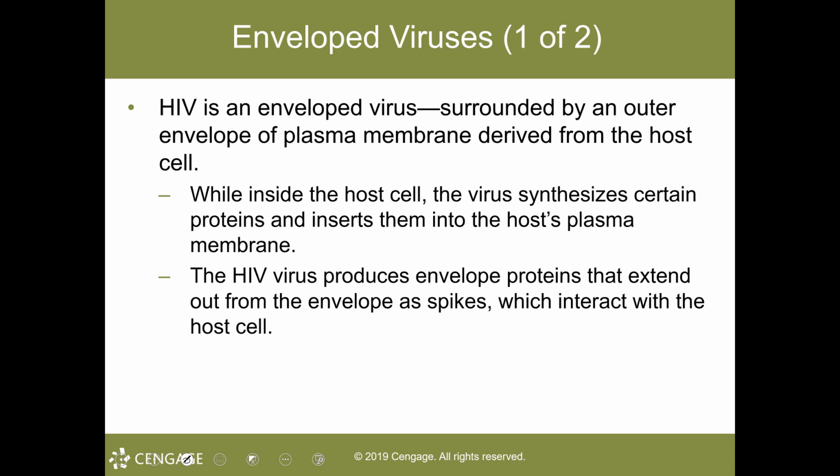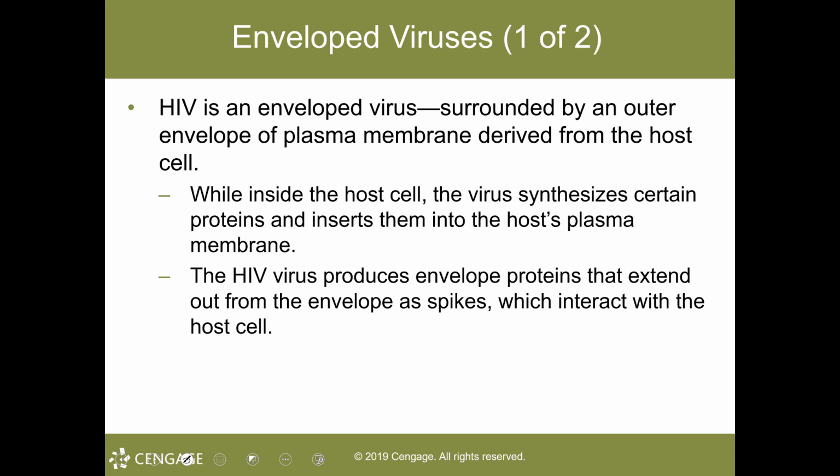Quickly, class, let's do what is called enveloped viruses, and we're just about done. HIV is an enveloped virus, and it's surrounded by an outer envelope of the plasma membrane that's derived from the host cell. While inside the host cell, the virus creates its proteins and inserts them into the host's plasma membrane. Then the HIV virus produces envelope proteins that extend out from the envelope as spikes that interact with the host cell.